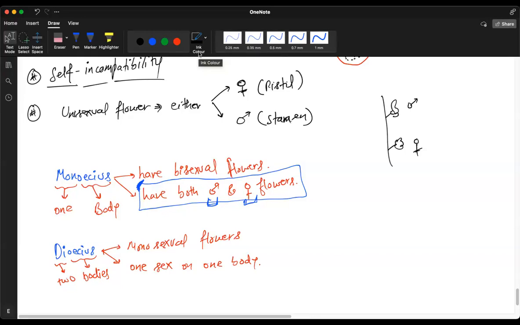True. So this process by which we decide what kind of breeding we will do, which pollen will fertilize which stigma, is called hybridization. In nature also hybrids are formed, where one kind of breed fertilizes another kind of breed. When it happens naturally, we call it natural hybridization. But when it happens through emasculation and bagging, we call it artificial hybridization.